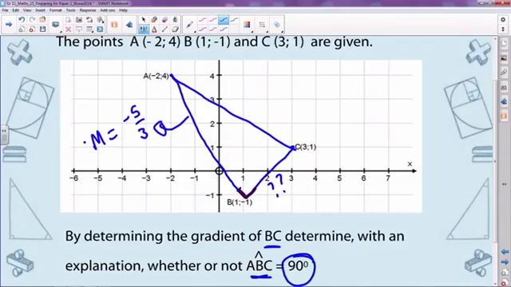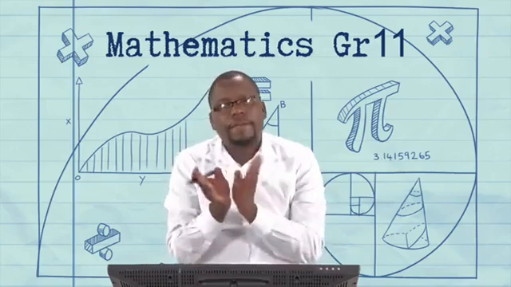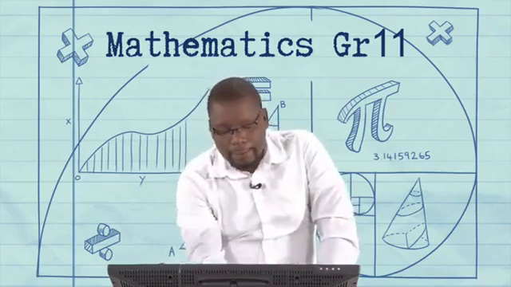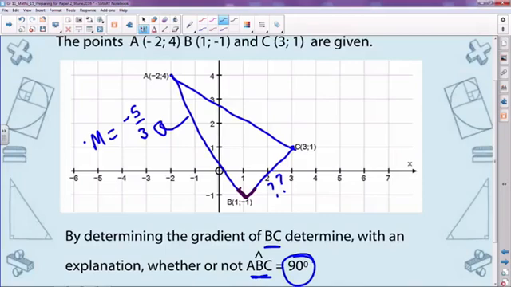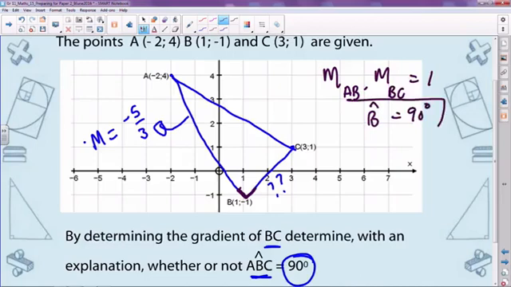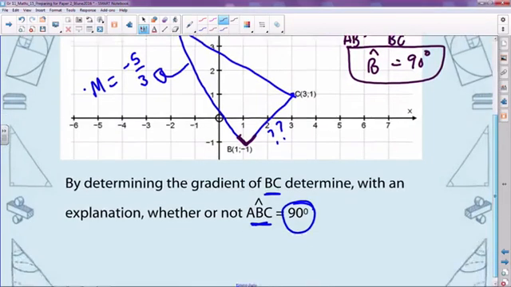So guys, what must happen there, right? In order for us to have 90 degrees, it will mean that this line is perpendicular to that line. When does that happen? If the gradient of this line multiplied by the gradient of that line equals minus 1. So in other words, the gradient of AB multiplied by gradient of BC should be giving us minus 1. So if I have gradient AB times gradient of BC equals minus 1, then we'll conclude that angle B there is 90 degrees, okay.